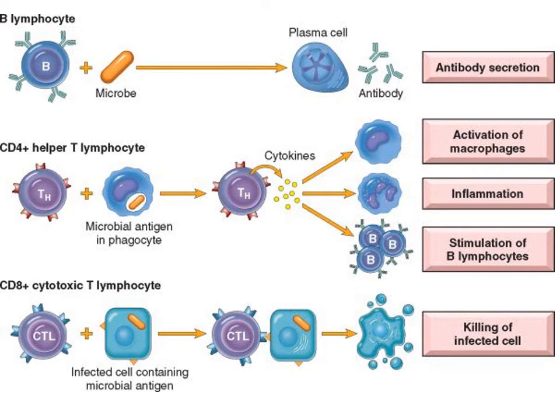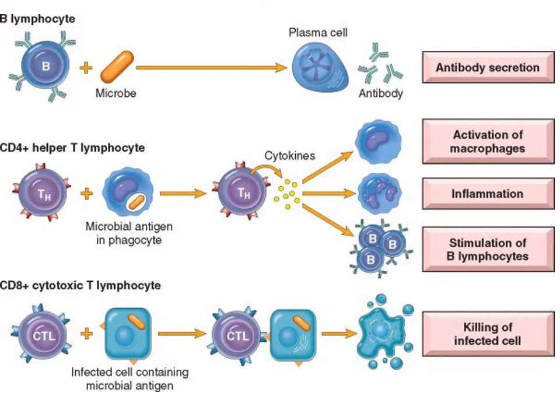CD8 cytotoxic T lymphocytes. When CD8 cytotoxic lymphocytes come in contact with an infected cell that contains a microbe within its cytoplasm, they bind to that cell and direct killing of the infected cell takes place.